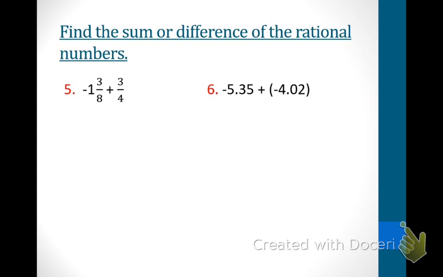Okay. Let's go ahead, and she says she wants to turn this into an improper fraction. So what do you get when you do that? Negative 11 over 8. Negative 11 eighths plus 3/4. Plus 3/4. Okay. Now, guys, do I need a common denominator when I add and subtract? Yes, I do. What should my common denominator be? 8. So how do I get this to turn into eighths?